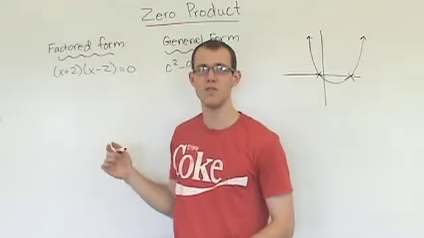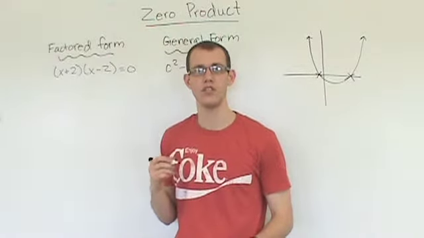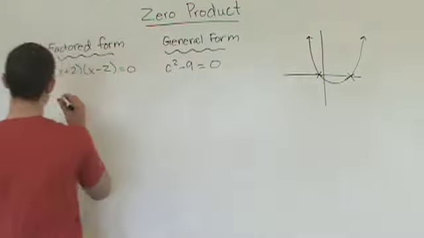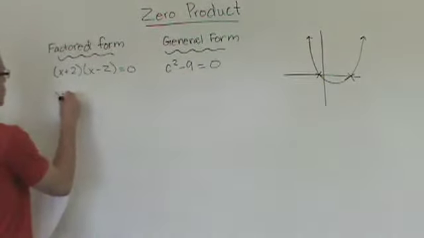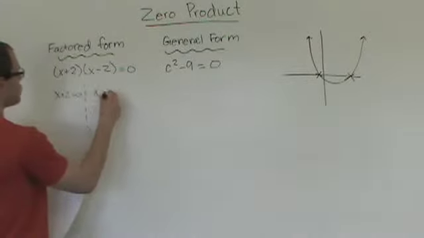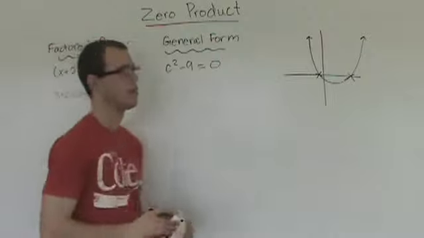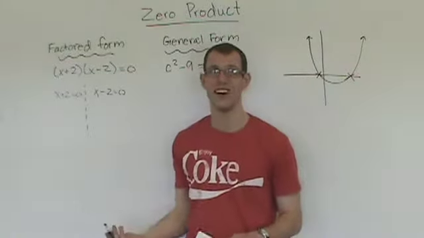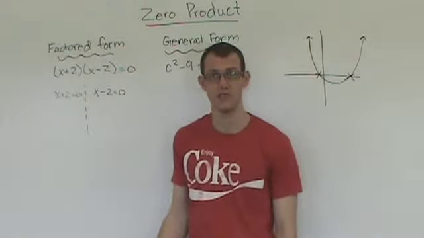And then next, you just want to solve for each of those factors. So what I mean by that is to write x plus 2 equals 0 and x minus 2 equals 0. So I set both of them equal to 0. And now I just solve for the x in each of them.